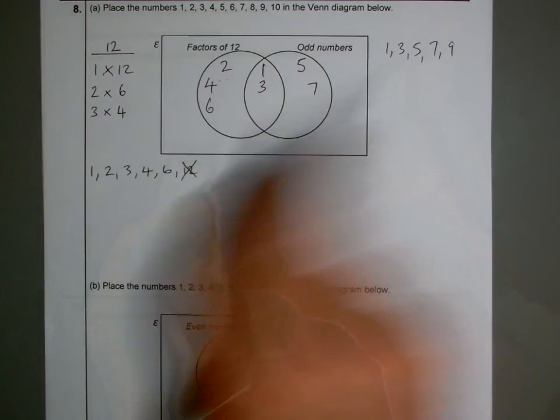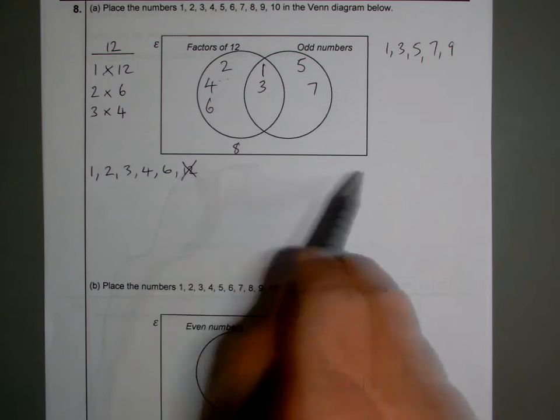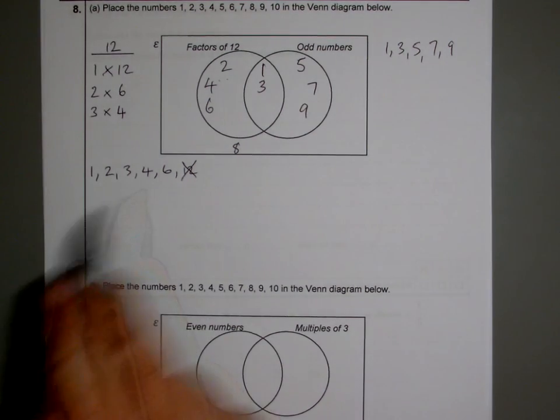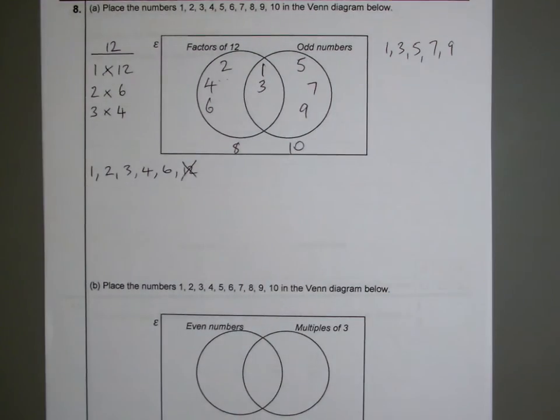8 is not in either list, so you've got to write it outside then, right? But inside the box, but outside the circles. 9 is an odd number, so we write that there, but obviously it's not a factor of 12. And then 10 is not in either list, so it goes outside.